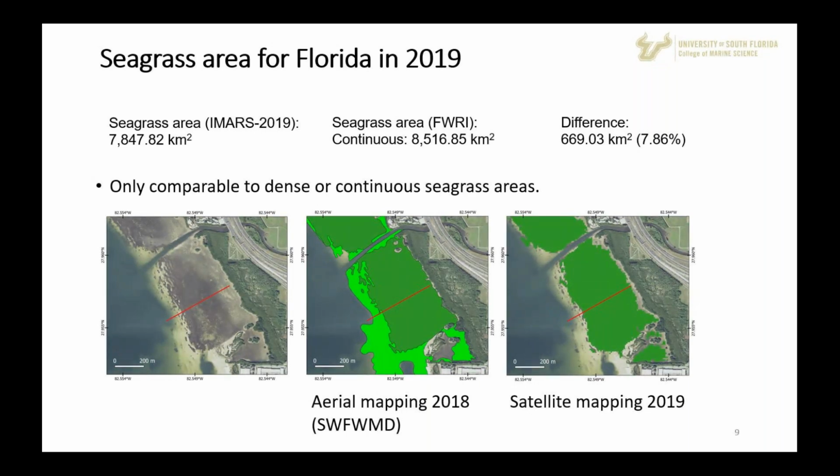These results are only comparable to the dense or continuous seagrass areas, given that the sparse seagrass areas are hardly detected by satellite imagery at different resolutions. If we compare the satellite and aerial mapping products, we can see that the continuous seagrass areas match very well, but the discontinuous or sparse seagrass is not detected by the satellite image, at least at 10-meter resolution.